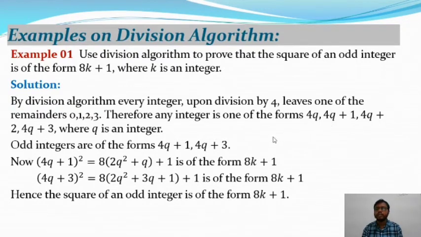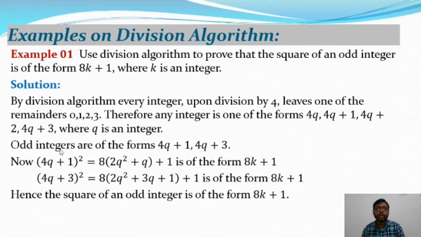That means they leave one of the remainders 0, 1, 2 and 3. So therefore any integer is of the form 4q, where q is any integer, or 4q plus 1, or 4q plus 2, or 4q plus 3, where q is any integer. So any number which is divisible by 4 is of the form 4q, 4q plus 1, 4q plus 2 or 4q plus 3, where q is any integer.